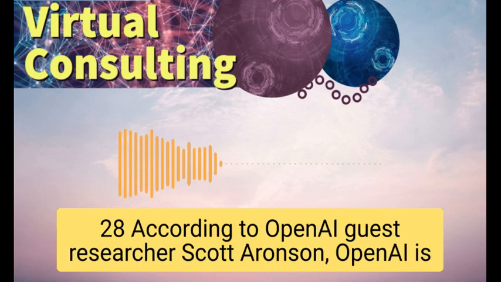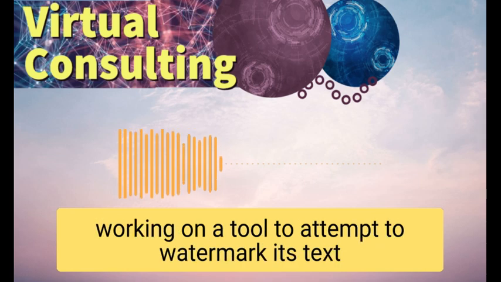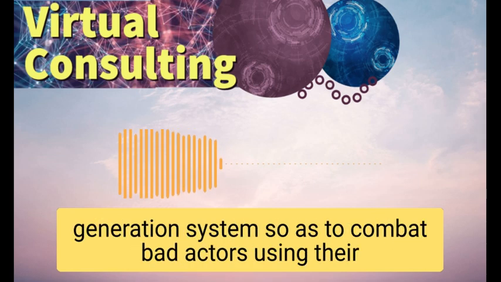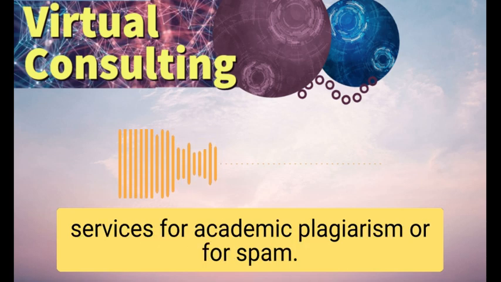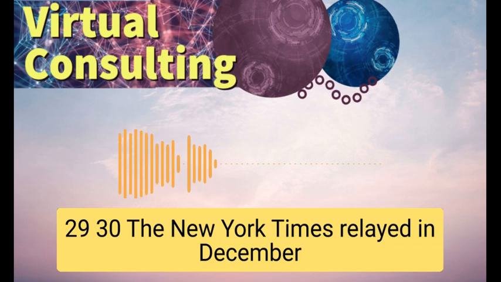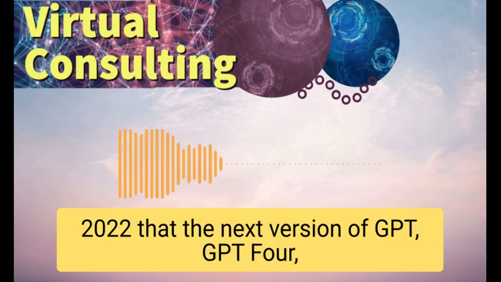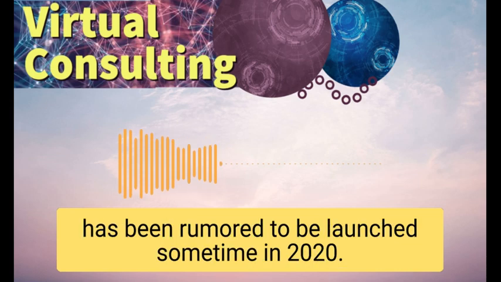According to OpenAI guest researcher Scott Aaronson, OpenAI is working on a tool to attempt to watermark its text generation system so as to combat bad actors using their services for academic plagiarism or for spam. The New York Times relayed in December 2022 that the next version of GPT, GPT-4, has been rumored to be launched sometime in 2023.